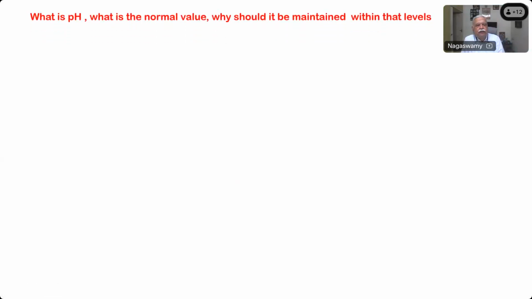So the first ask you, what is pH? What is the normal value? Why should it be maintained within that levels? It is the power of hydrogen ion or negative logarithm of H plus ion, sir. Normal value is 7.35 to 7.45. For a correct value, it is 7.40. It should be maintained within the normal limits for proper functioning of enzymes.